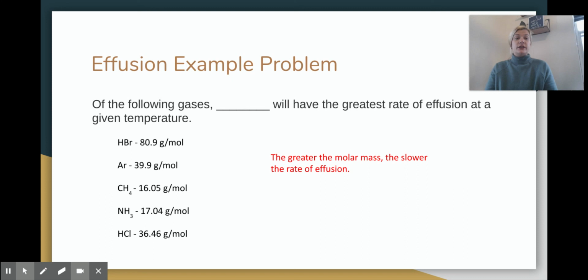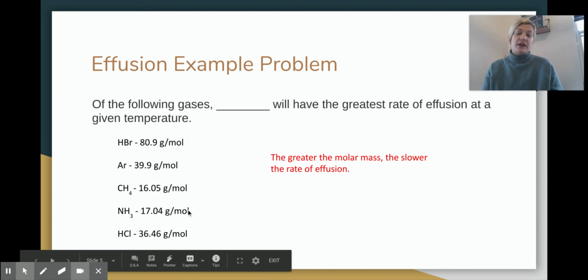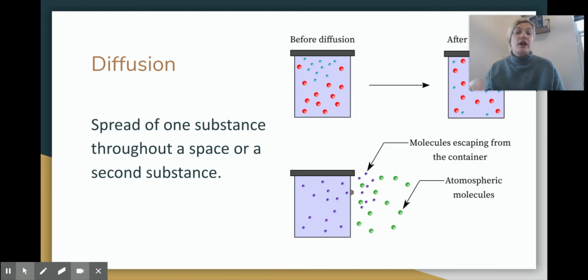Here I've already calculated the molar masses for each of these substances: HBr 80, argon 39, CH4 16, NH3 17, HCl 36. So who is going to effuse at a really fast rate compared to everybody else? The answer is CH4. CH4 is going to effuse quicker because it has the lowest molar mass. NH3 is a close second because it's only off by 1 gram. So that's effusion. Now let's talk about diffusion.